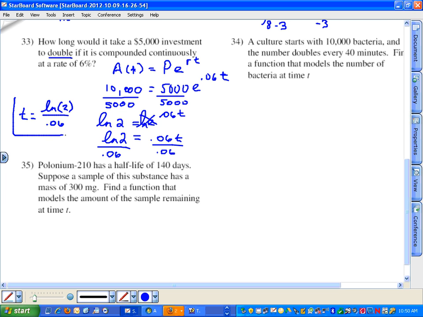divided by 0.06. Since we don't use calculators, we leave it in this form. Okay, if we were using calculators, we would have to figure out what this approximately equals, how many years. But this is how we leave it.